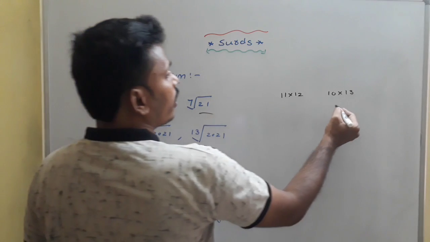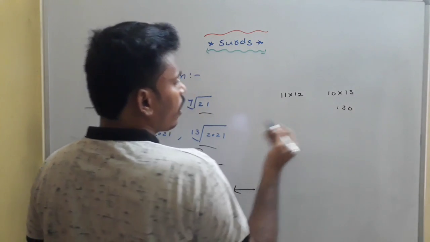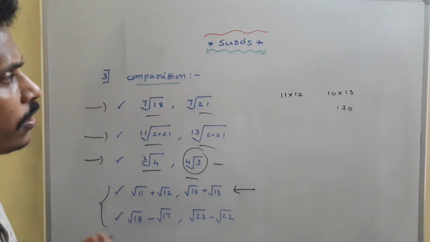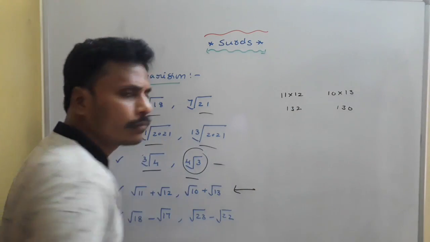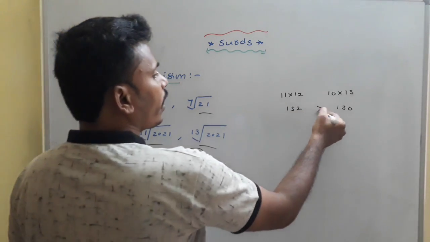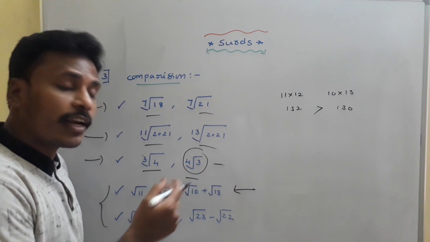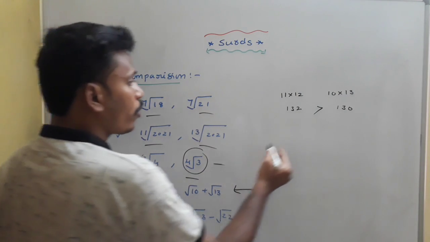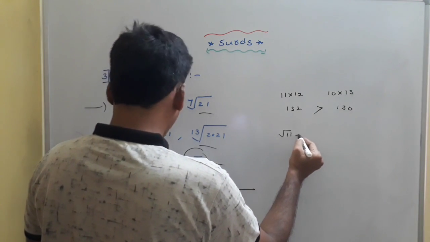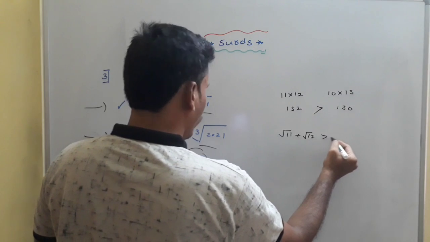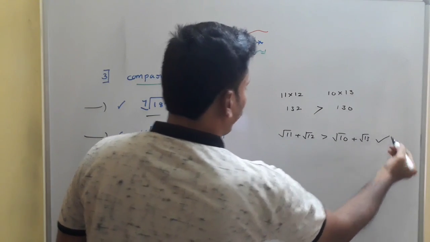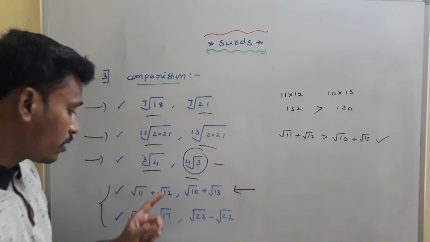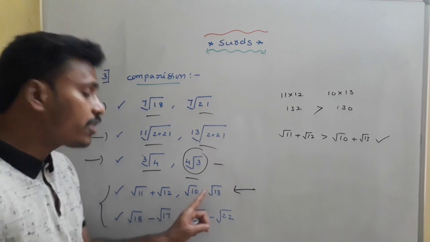What do you say about 10 into 13 is 130, very clear. And 11 into 12. See, 110 and then 22. That means 132. So this 132 is greater, right? Since 132 is greater than 130, the number corresponding to 132, which is root 11 plus root 12, is greater than root 10 plus root 13. This is the way of comparison for surds if the summation is the same.